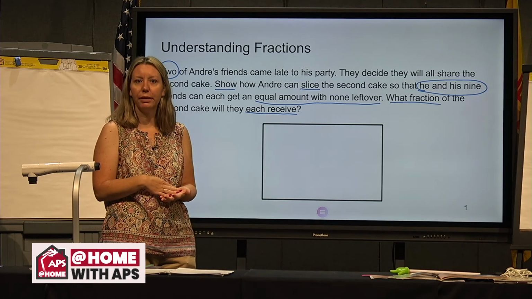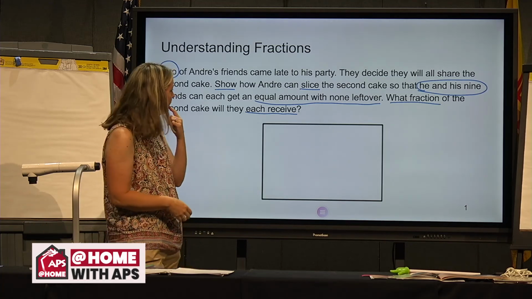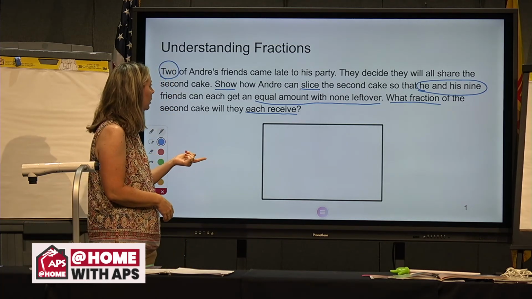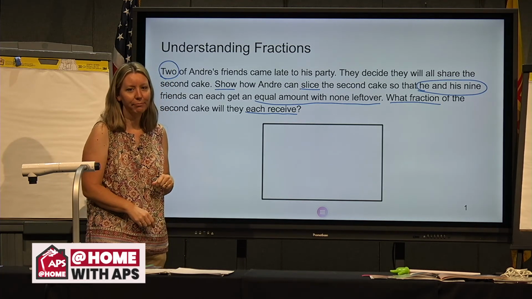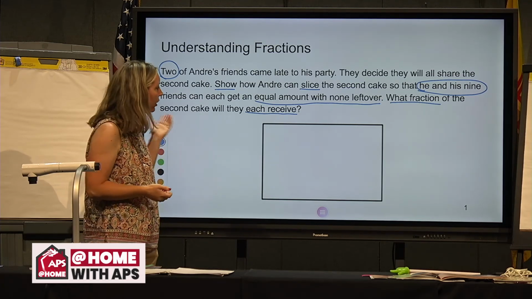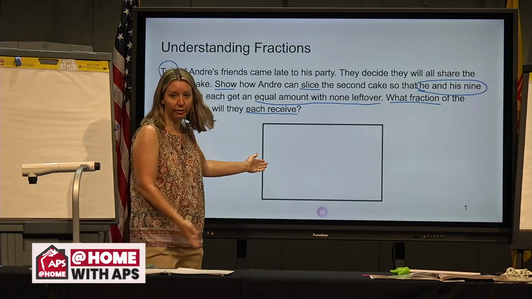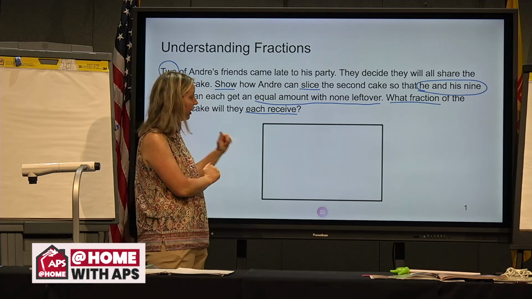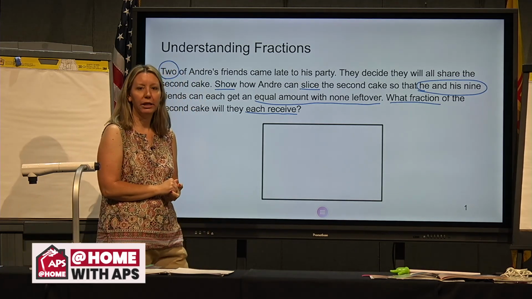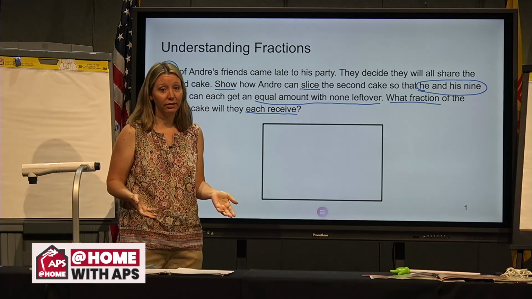Right, we gotta split up that cake, but how many pieces do we have to do? The 10 pieces, right? So how could we take our cake and split it, and we have a nice rectangular cake? How can we split it up? That would make it easy on us.